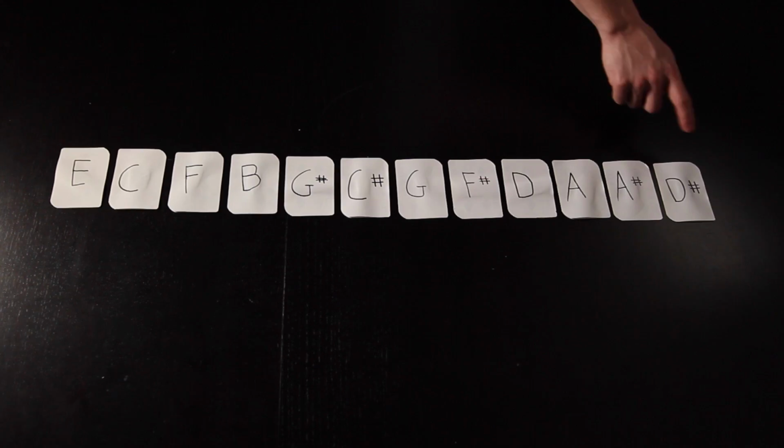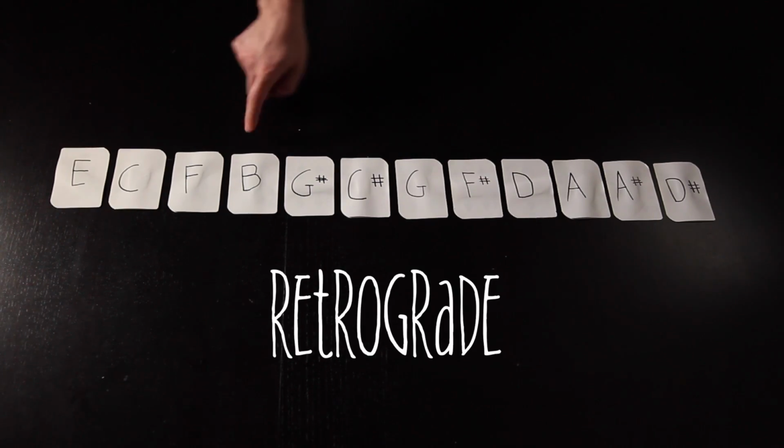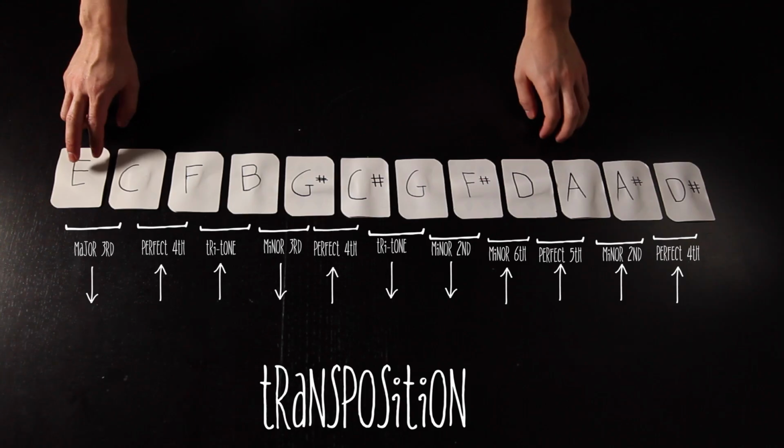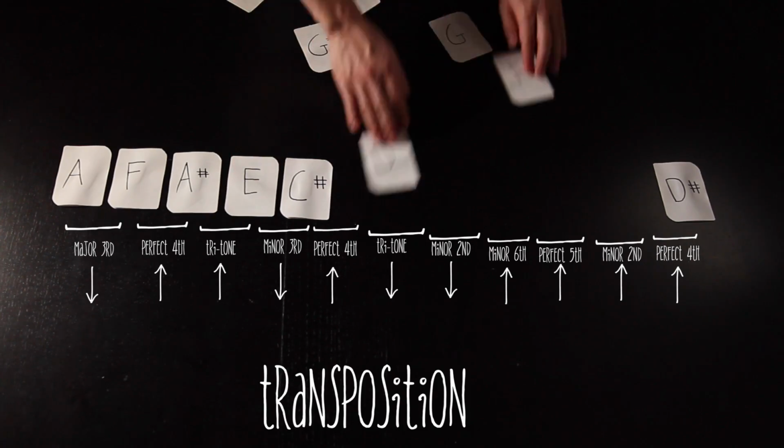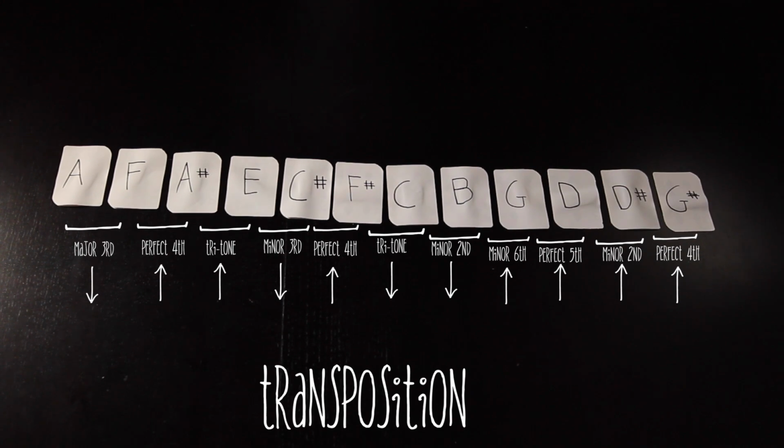We can play our initial row backwards. This is called the retrograde. We could also transpose the row, meaning keeping the same musical spaces between the notes but starting on a different one. We could invert the original. This is when we flip the musical spaces upside down.